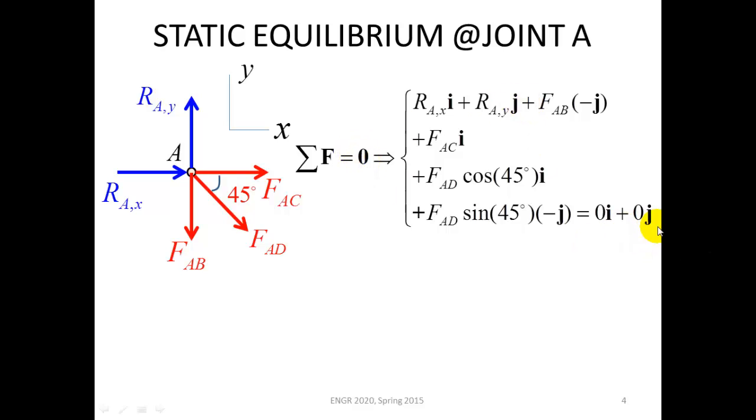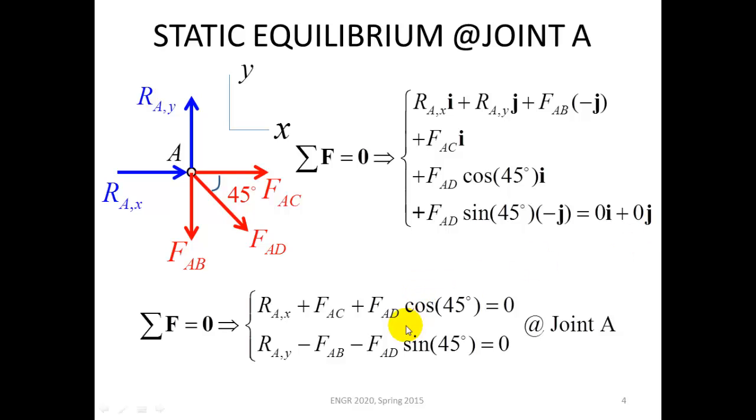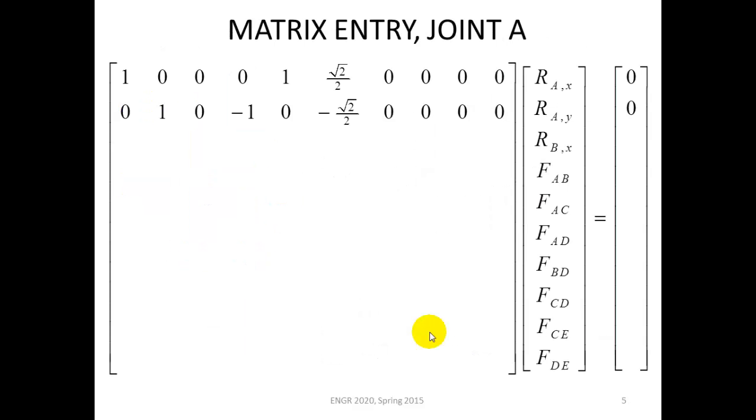Splitting i and j's and rearranging terms gives me this form, that R sub Ax plus F sub AC plus F sub AD cosine 45 must be 0, R sub Ay minus F sub AB minus F sub AD sine 45 must be 0 as well. These are the two equations I get from joint A. So instead of waiting until the very end to create a matrix of equations, I'm going to create the matrix just after this slide and update it as I move past each joint.